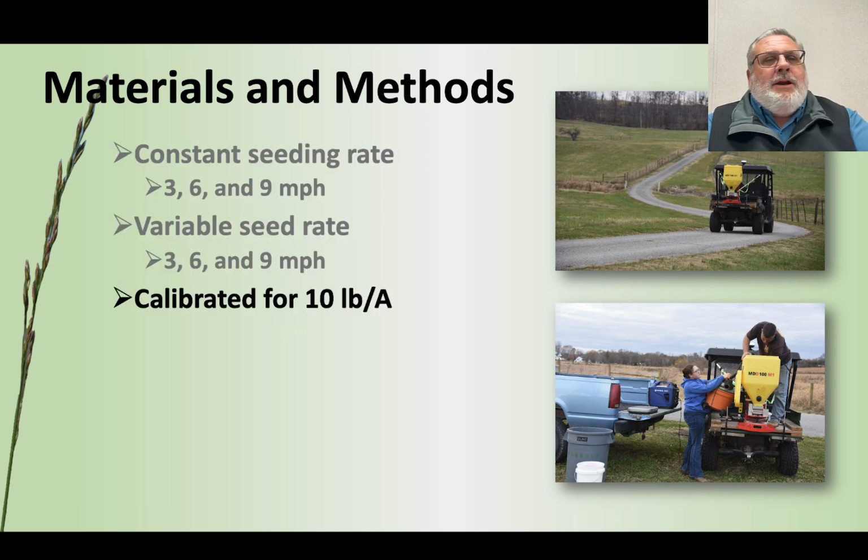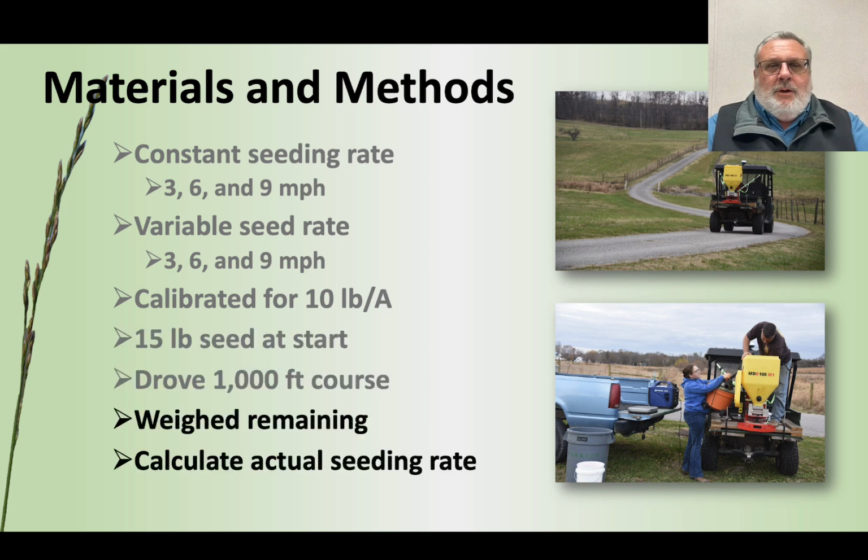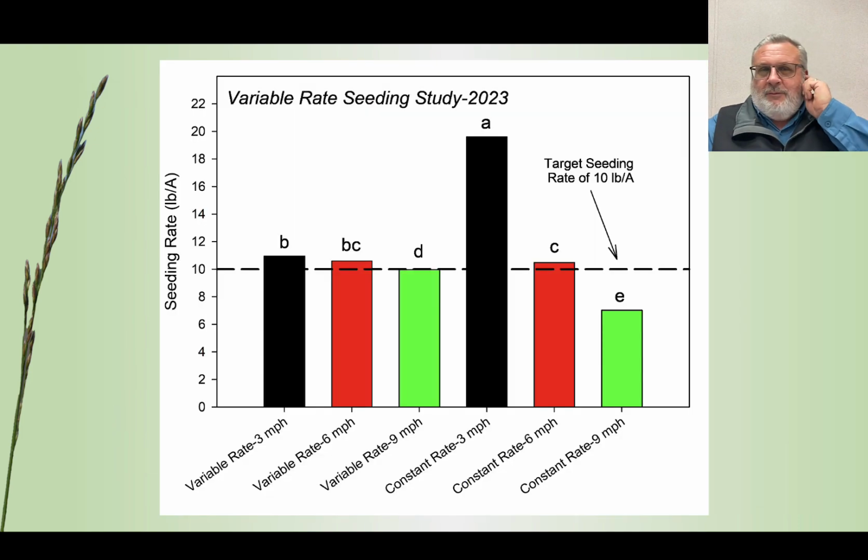We calibrated it for 10 pounds of seed per acre. We put 15 pounds of seed in the seeder, so we weighed the seed as we put it in the seeder. Then we drove a 1,000-foot course, and we weighed the remaining seed. That allowed us to very accurately calculate the actual seeding rate. And these were the results.